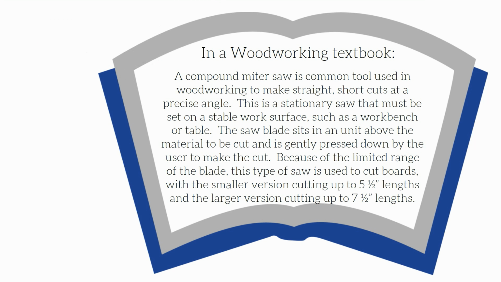A compound miter saw is a common tool used in woodworking to make straight, short cuts at a precise angle. This is a stationary saw that must be set on a stable work surface, such as a workbench or table. The saw blade sits in a unit above the material to be cut and is gently pressed down by the user to make the cut. Because of the limited range of the blade, this type of saw is used to cut boards, with the smaller version cutting up to 5.5-inch lengths and the larger version cutting up to 7.5-inch lengths.